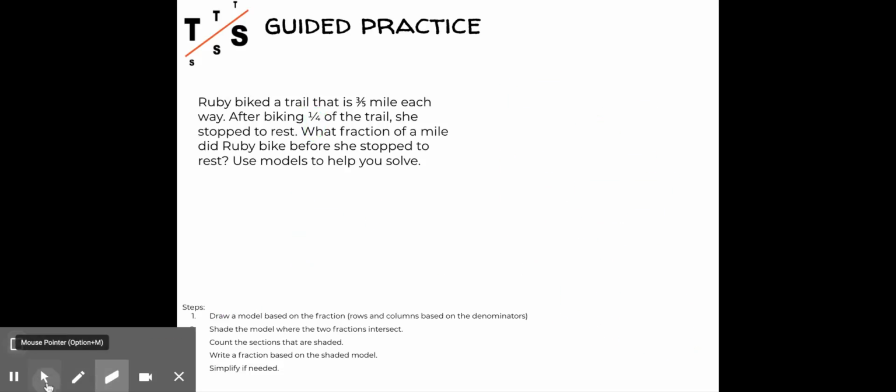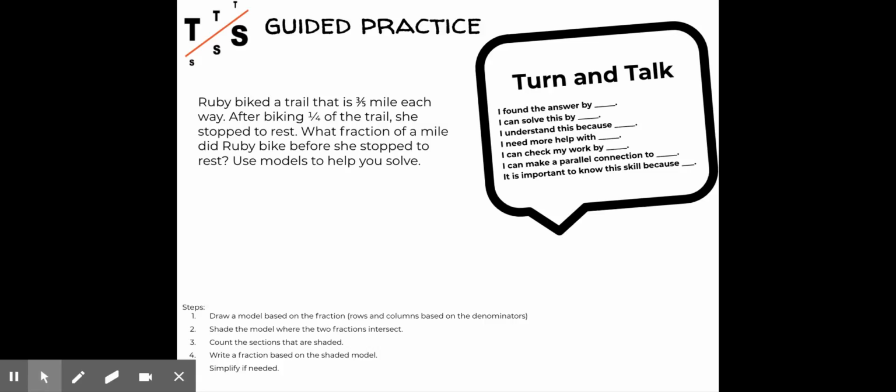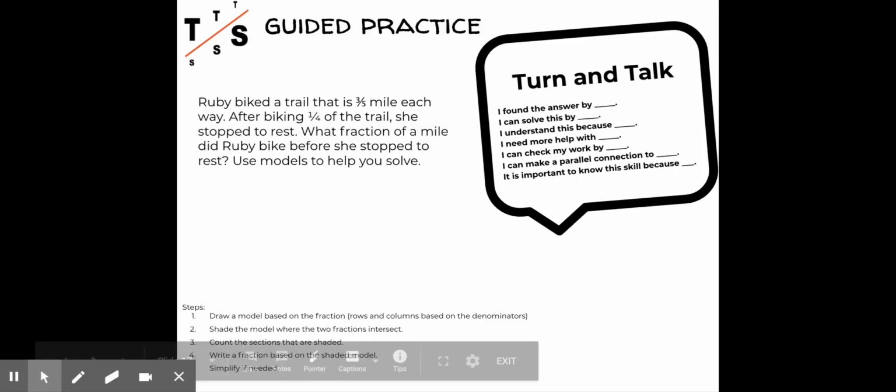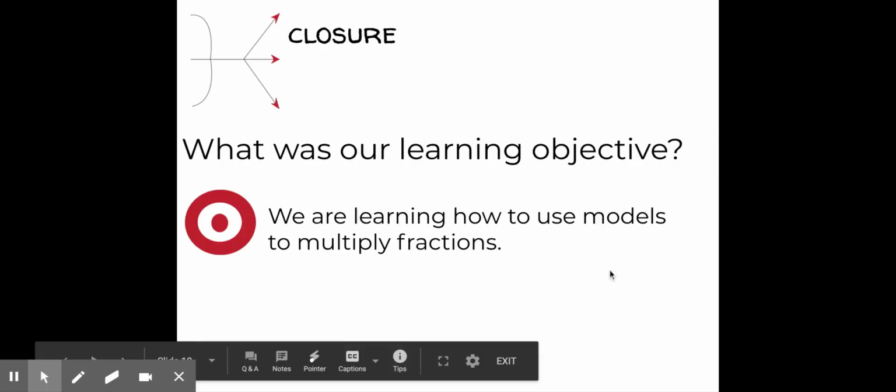Now let's talk about it. It's important to know the skill because when we use models, it helps us to really understand the amount that's happening, especially with fractions. It's interesting to see how small a fraction can actually be when we're using our models. So it really helps us to visualize our math.